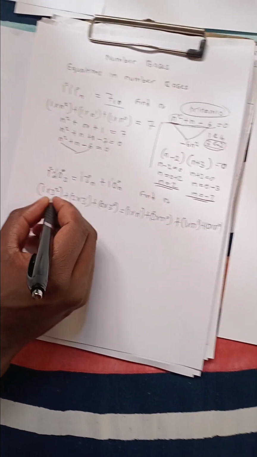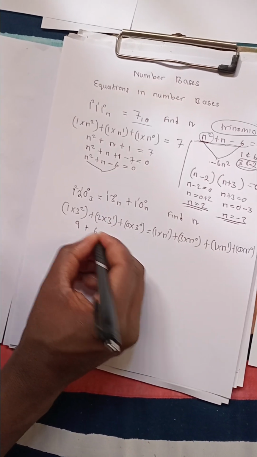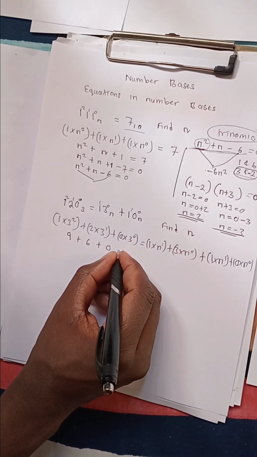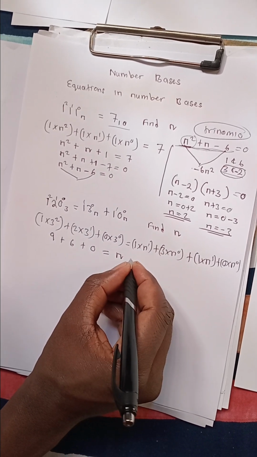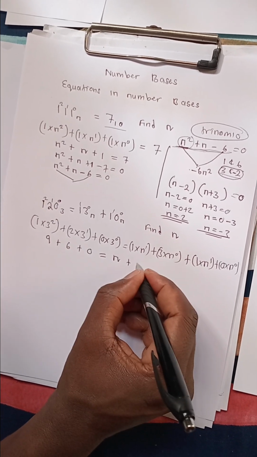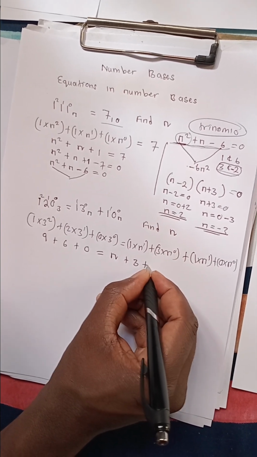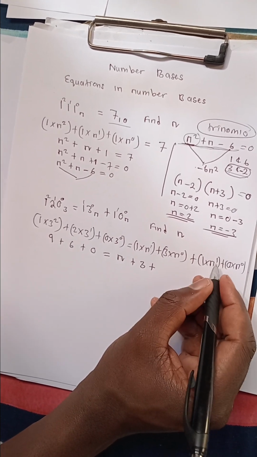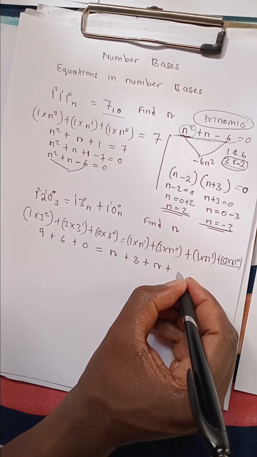So 1 times 3 to the power of 2, you get 9, plus 3 to the power of 1, that's 3, times 2, you get 6, plus 0, any number multiplied by 0, we get 0, is equal to 1 times n to the power of 1, that's n, plus n to the power of 0 is 1, so 1 multiplied by 3, you get 3, plus 1 times n to the power of 1, that's n, you get another n, plus anything multiplied by 0, you get 0.